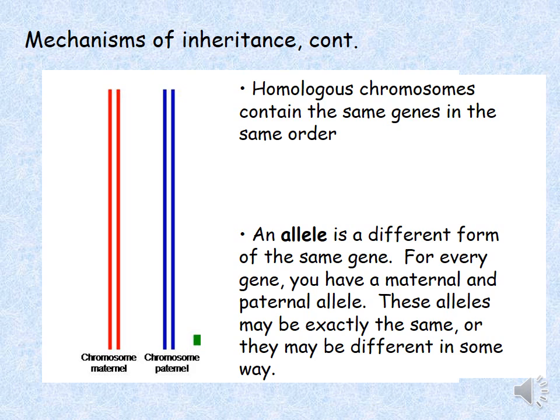For every gene, you have a maternal and a paternal allele. These alleles could be the same. They both could be blonde. They both could be brown. Or they may be different, blonde or brown. And then if we're talking about different genes, you could have different variations.